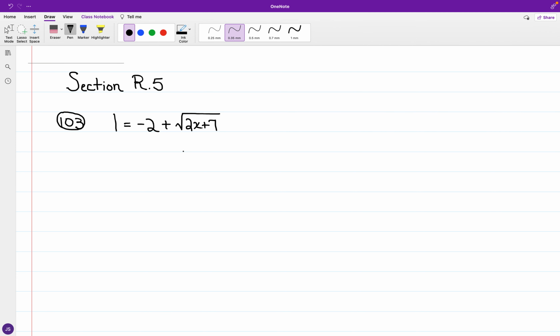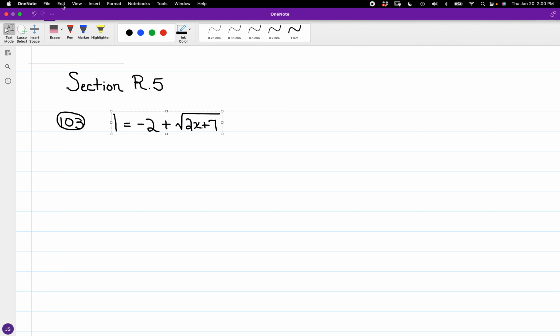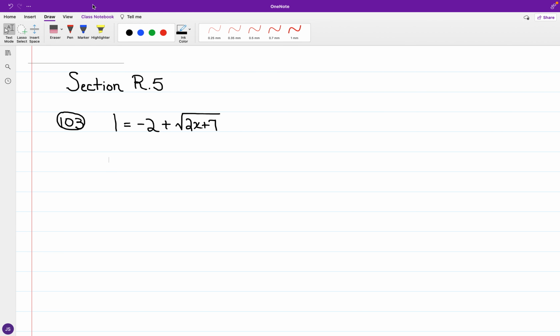So we're looking at a radical equation where we are trying to solve for x. For this equation, we have that 1 is equal to negative 2 plus the square root of 2x plus 7. The radical term is on the right, and I can isolate it upon adding 2 to both sides. The radical term is the only place where x exists, so adding 2 to both sides.